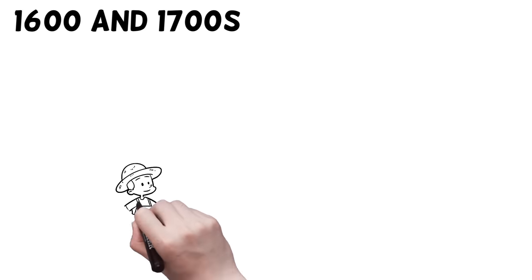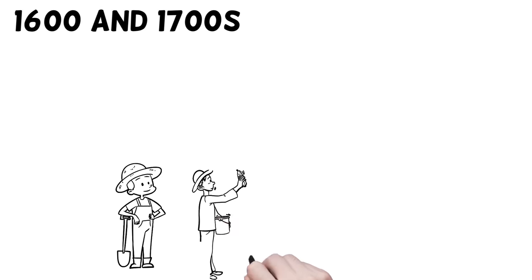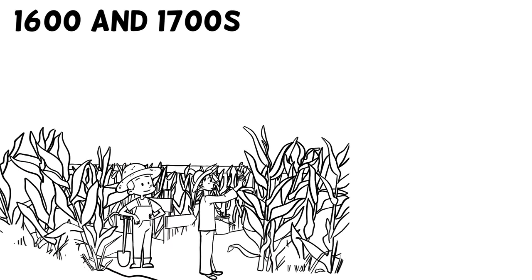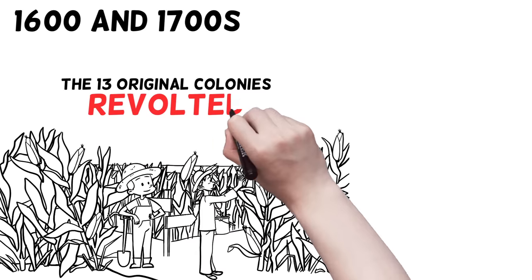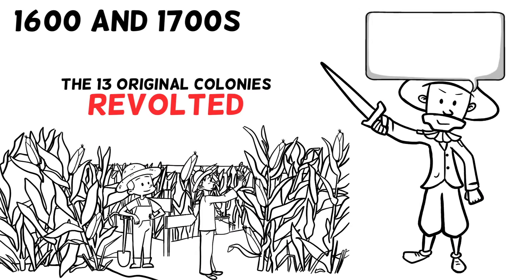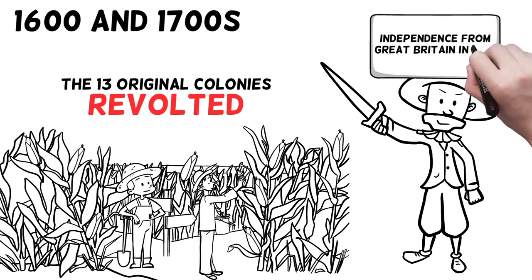Through the 1600s and 1700s, European settlers continued to displace Native Americans and push further to the west. Some moved west to have their own land, some to find riches. This westward movement continued once the 13 original colonies revolted and the United States had achieved its independence from Great Britain in 1776.